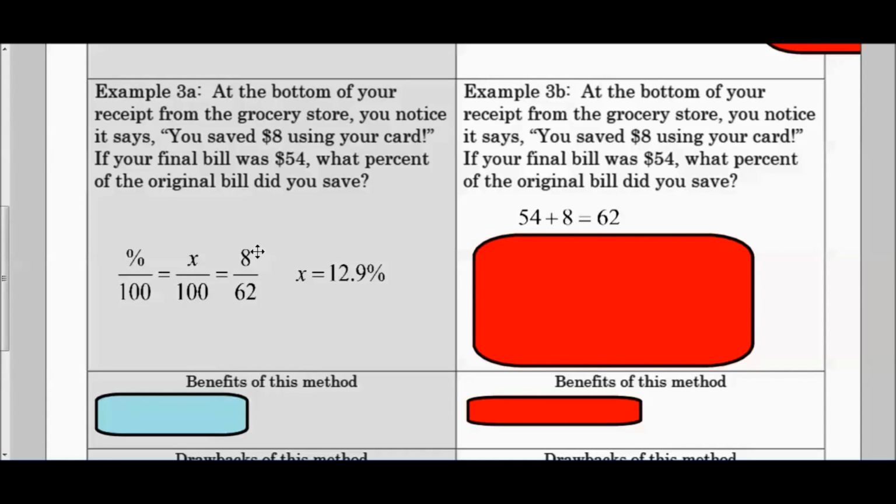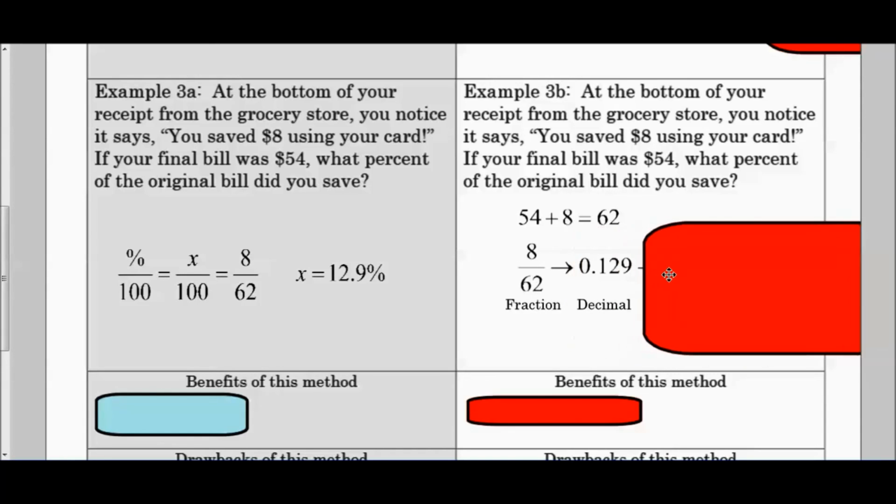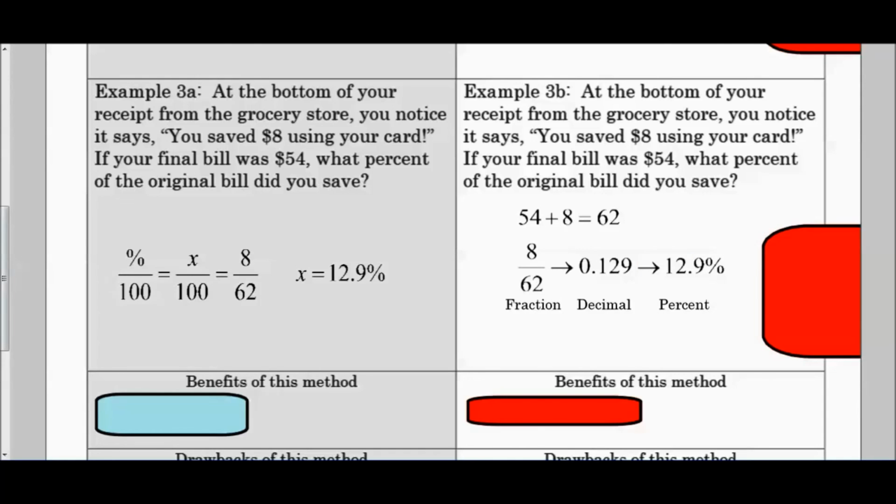We'd find the exact same thing out here. Again, this is some part of that total, that 8 out of 62. That's the fraction that we're looking for. What percent of the original bill did we save? This is how much we saved of the original bill. That is 0.129 as a decimal. That's just dividing. And then we move the decimal place back 2 places, and that's 12.9% also.